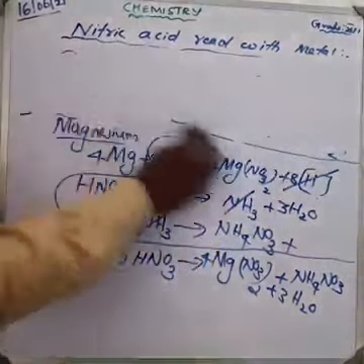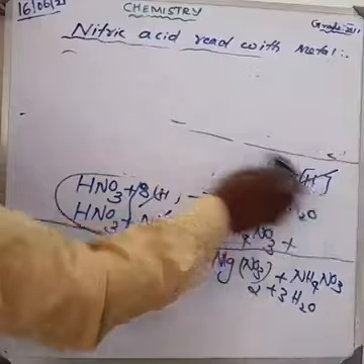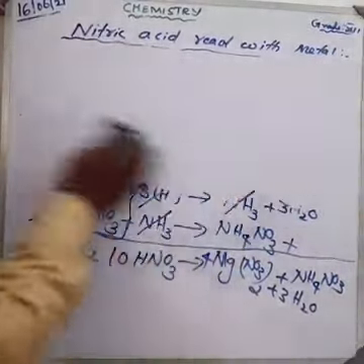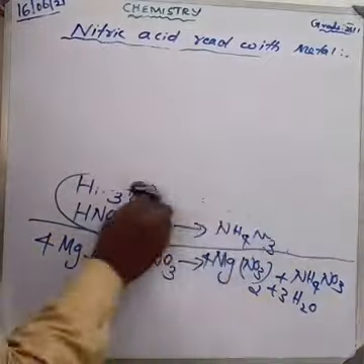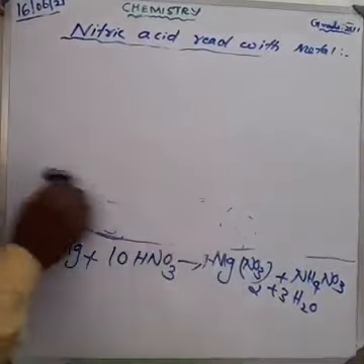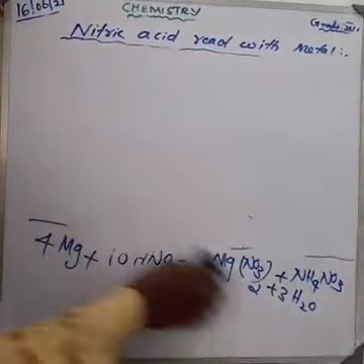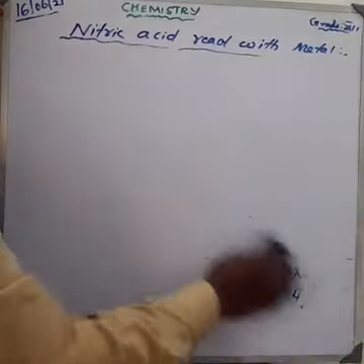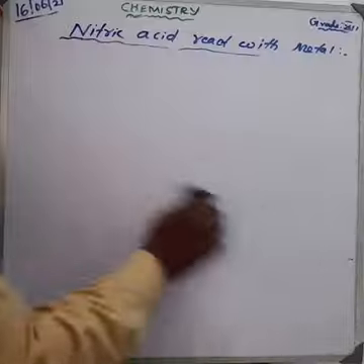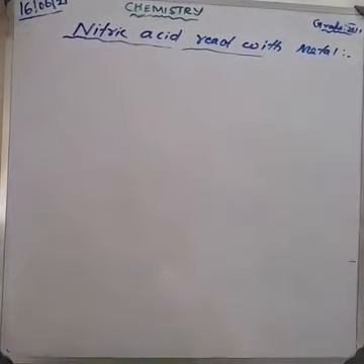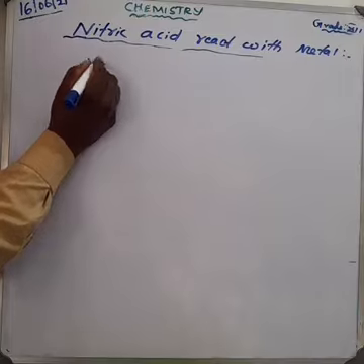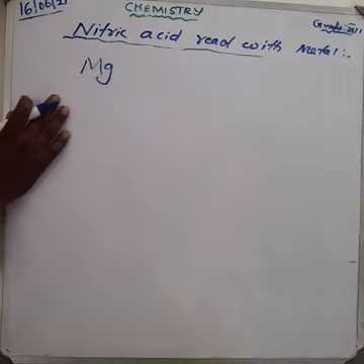Next one. If it is a very dilute acid, the percentage is less than 5%, maybe 5%, we are saying very dilute acid. We get nitrous oxide as one of the products. So you have to write what happens.